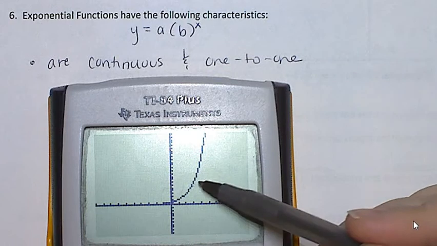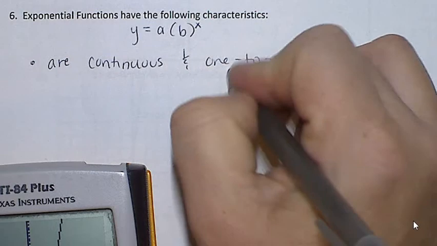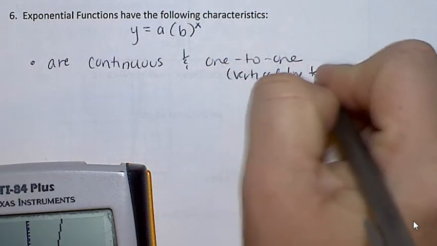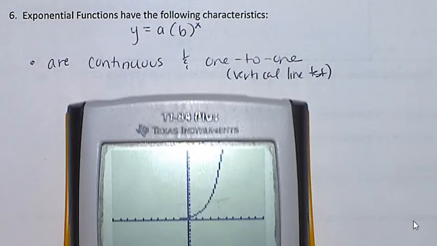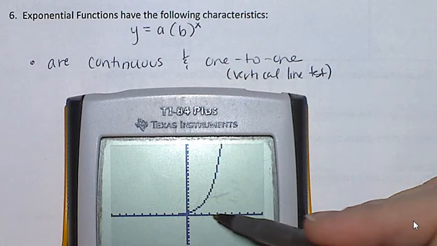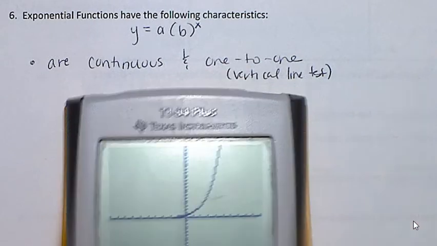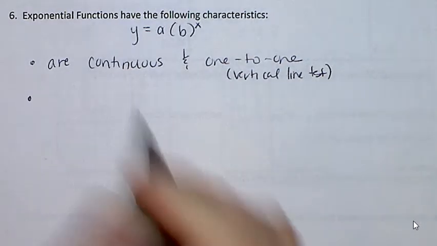One-to-one defines it as a function. So we say something is one-to-one if it passes the vertical line test. Vertical line test says that every x value will have at most one y value. So if I did a vertical line test along this function, it would pass. That's the first concept. The second concept, many students from my previous class already remembered.